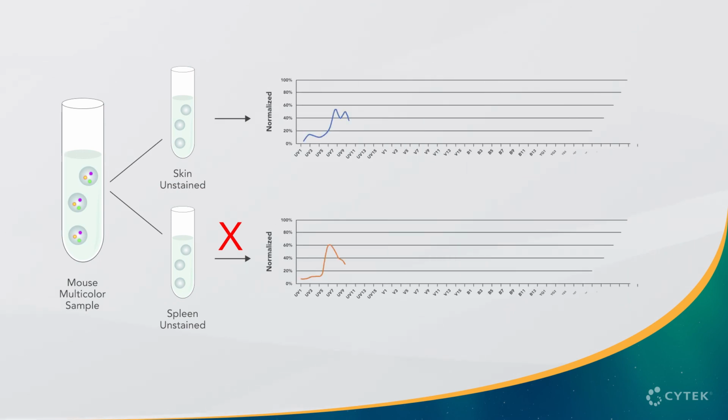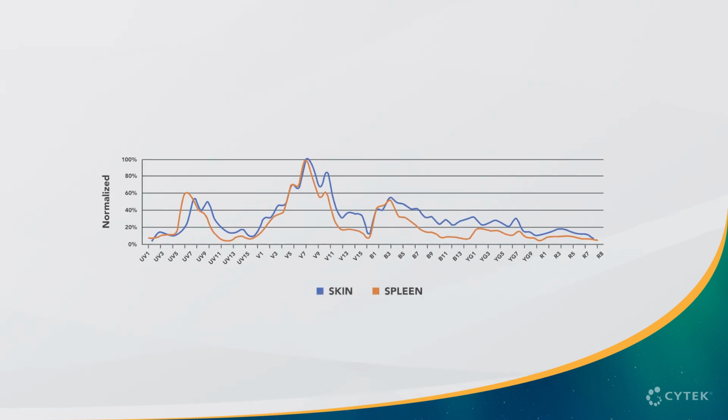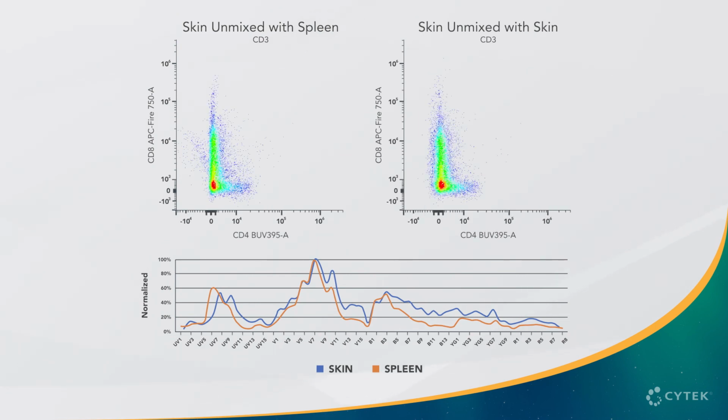Although their signatures appear similar, when we normalize the signal and compare them, we can recognize differences between the two. If we attempt to unmix multicolor skin cell data with the spleen unstained, there are unmixing errors present as extreme negative events. When we unmix with the proper unstained skin sample, these errors are resolved.